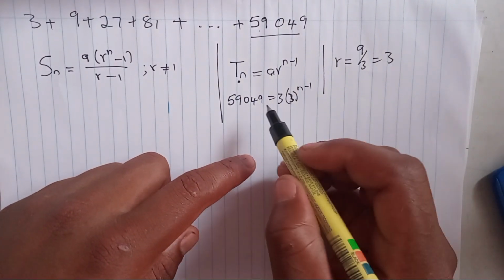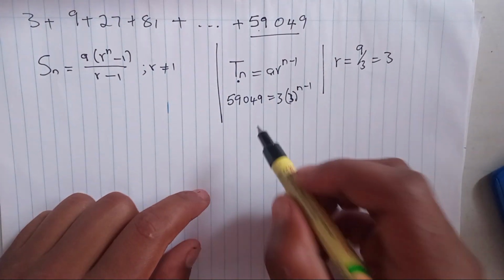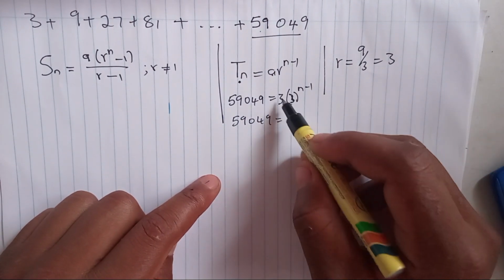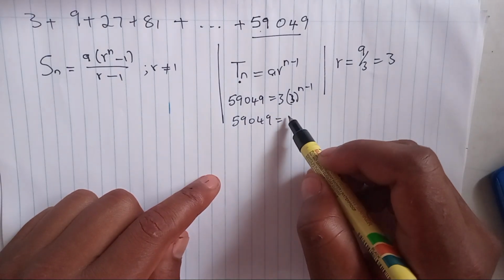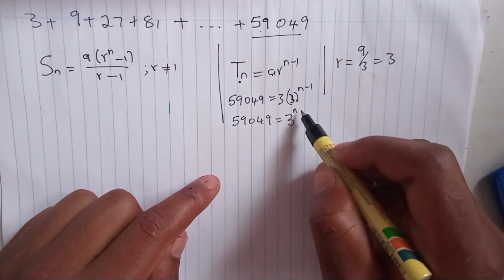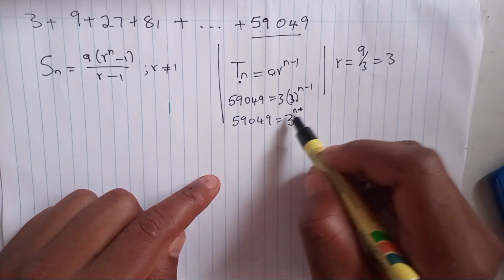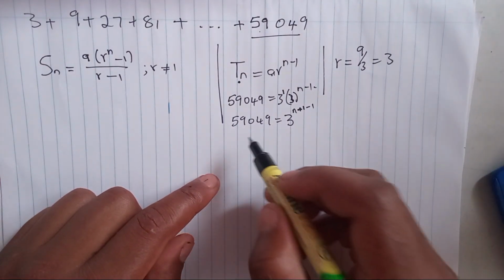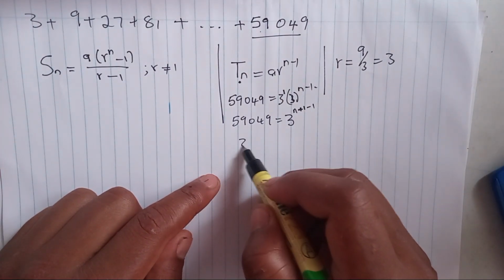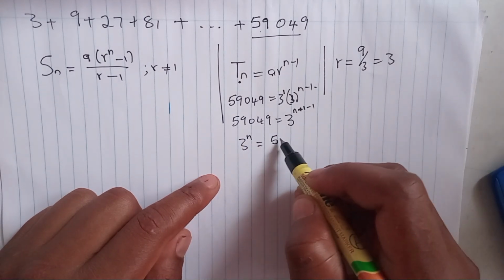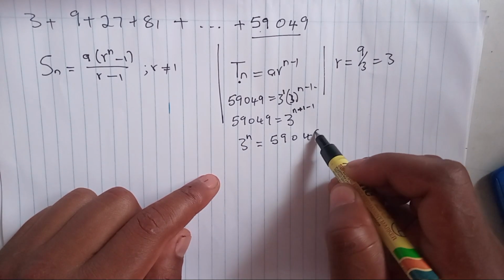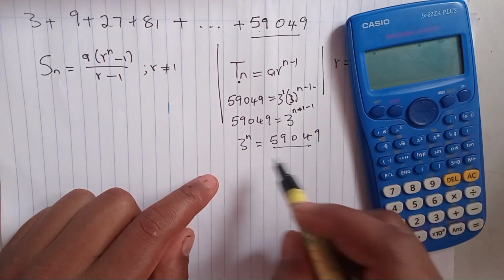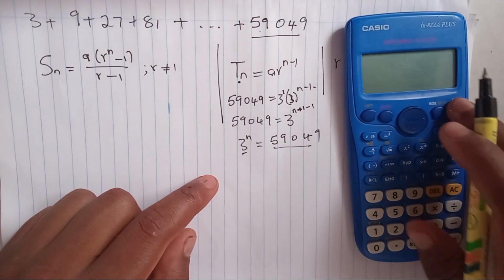So now it's going to be much easier for us to work along this question, because we have 59049 equals, when multiplying powers of the same base, we keep the base and add the exponents. It's going to be 3 exponent n plus 1 minus 1. This one minus that one. So it's going to be 3 exponent n equals 59049. And then how are we going to work this one out? We express this number in terms of what? Of base 3.